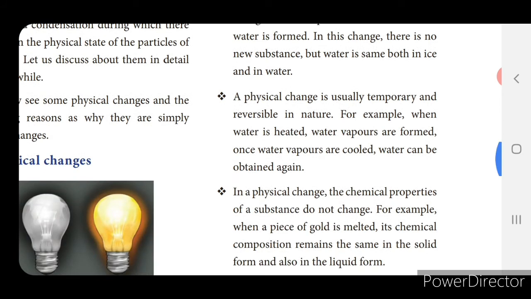Then the second point: a physical change is usually temporary. Yes, usually it is temporary in nature and it is reversible also. For example, when water is heated, water vapors are formed. Once water vapors are cooled, water can be obtained again. This type of change we call reversible changes.